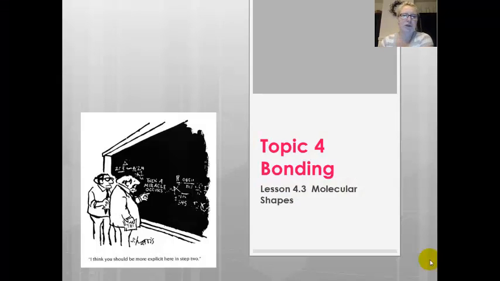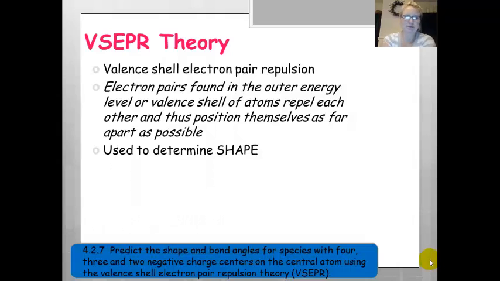This is lesson 4.3, molecular shapes. So VSEPR theory, which stands for valence shell electron pair repulsion, says that electron pairs found in the outer energy level, or valence shells of atoms, repel each other, and so they try to get as far apart as possible, and this determines the shape of the molecule.